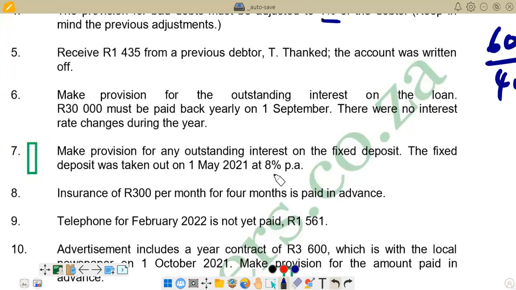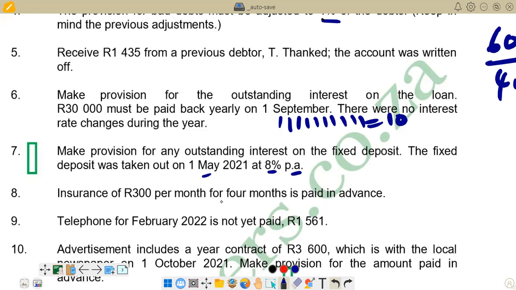So we are going to say 8% of the amount of fixed deposit that we have. Then we get the fixed deposit for the per annum, which is for the whole year. But we are seeing that this fixed deposit was taken out on 1 May. So it stayed in the business for May, June, July, August, September, October, November, December, January, February. So it is 1, 2, 3, 4, 5, 6, 7, 8, 9, 10. So it was in the business for 10 months.